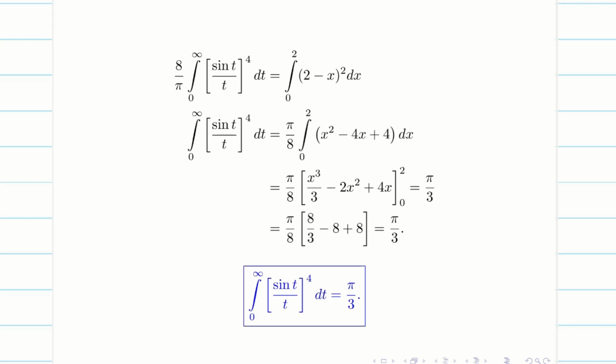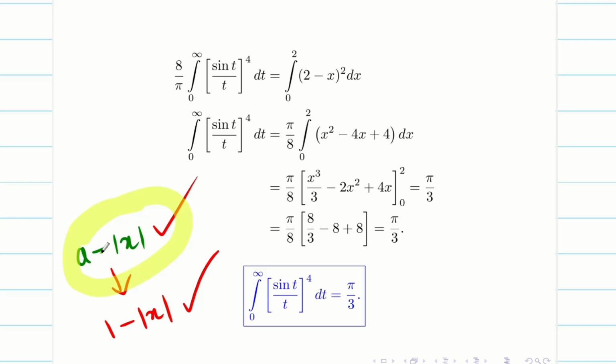Now, in exams, instead of a minus mod x, many times they will ask 1 minus mod x. Now, students will be getting happy by seeing this 1 minus mod x. They always think that 1 minus mod x is very easy compared to a minus mod x. Both are easy, but you should be very careful when you solve the problem. So, I'm going to show where is the change in the problem.